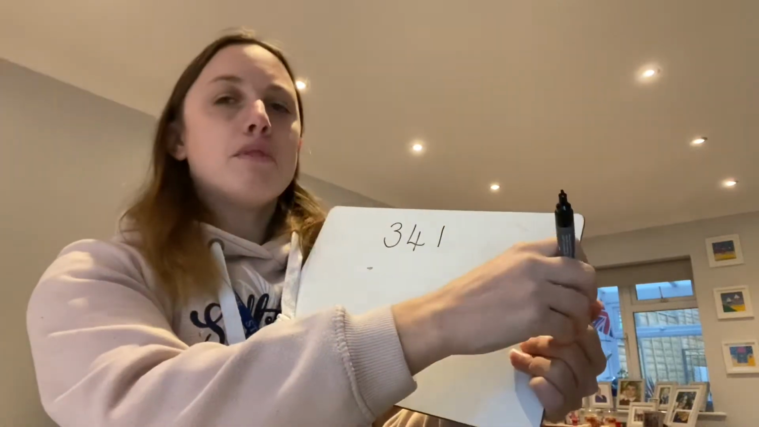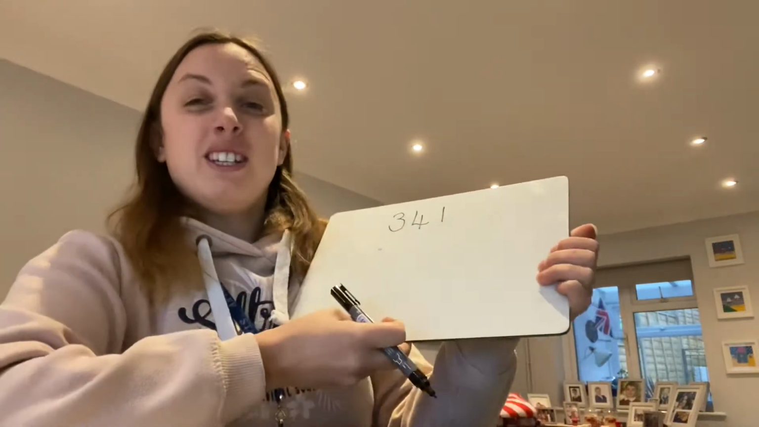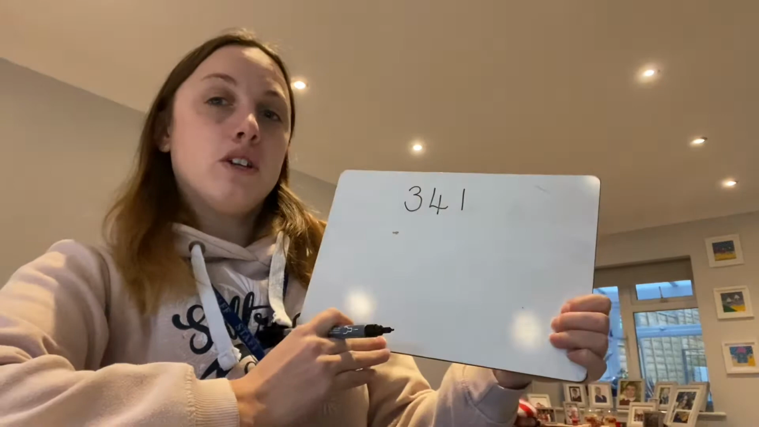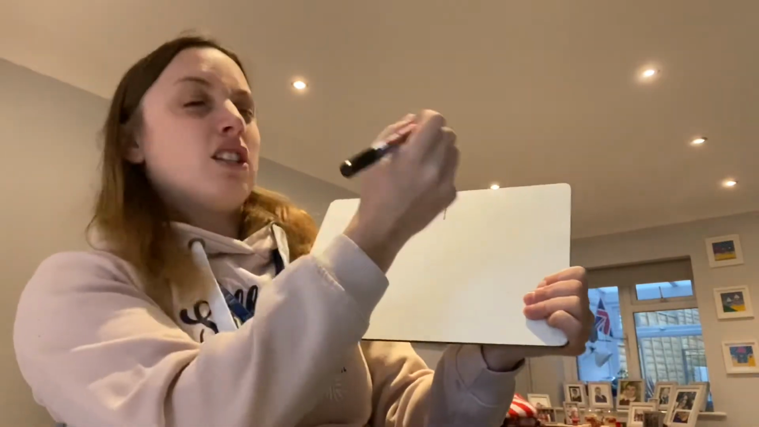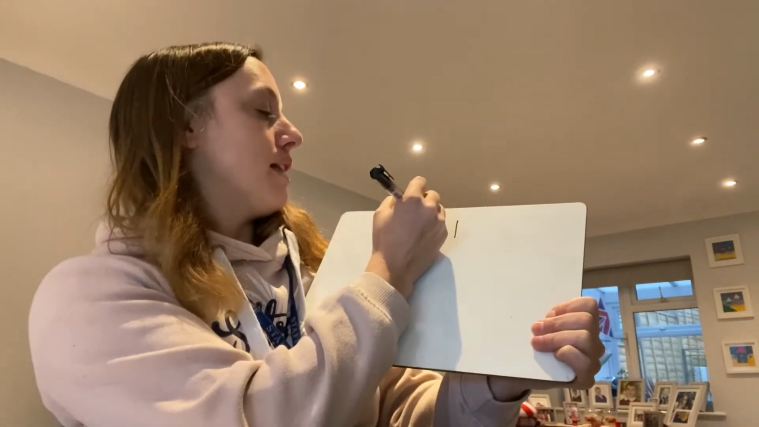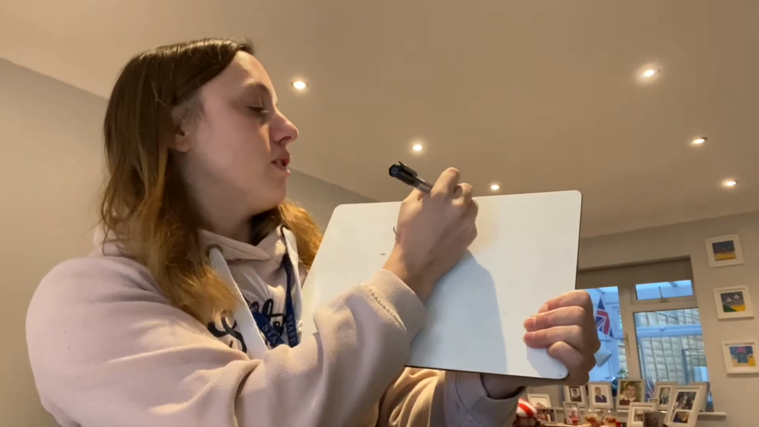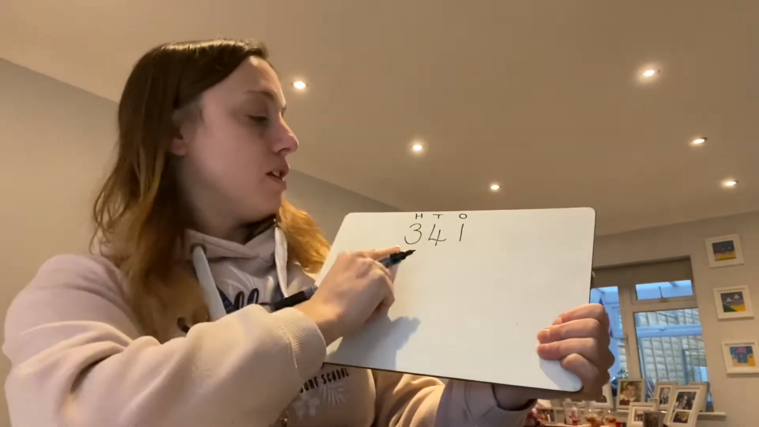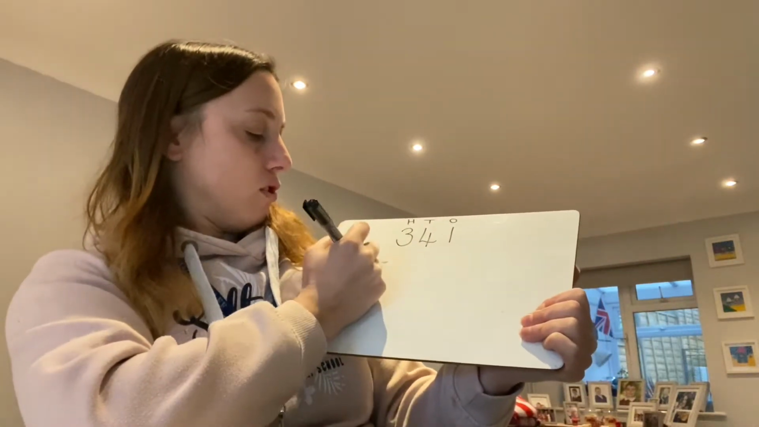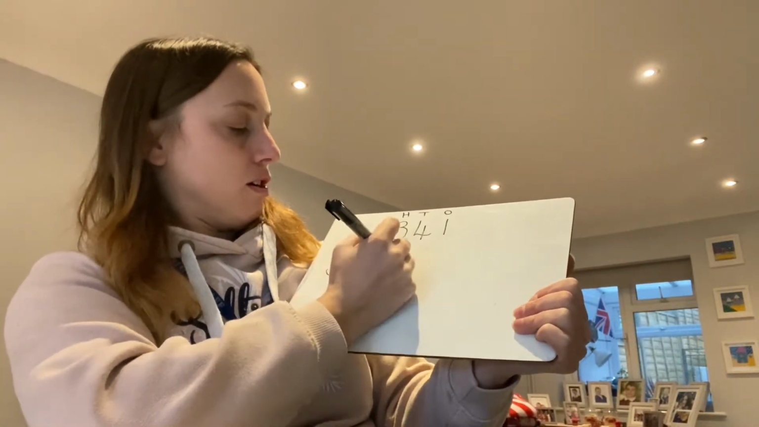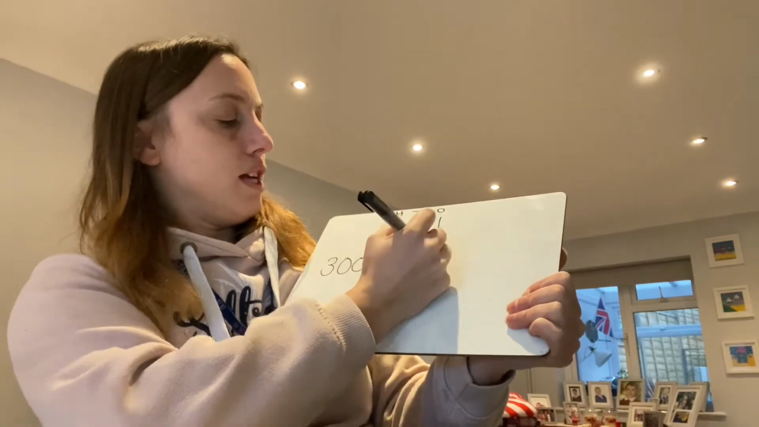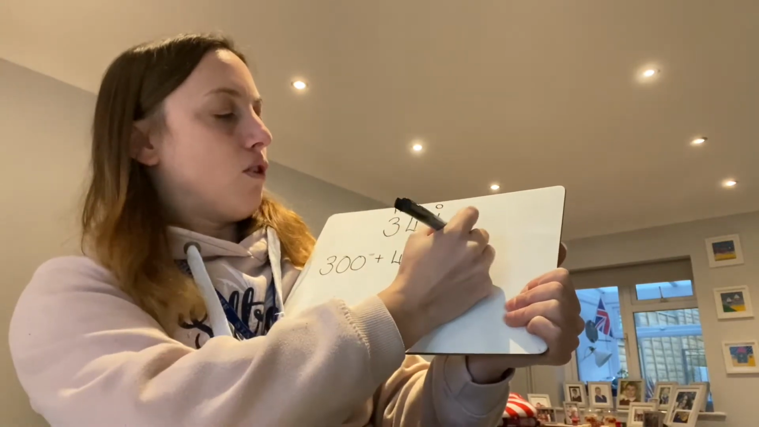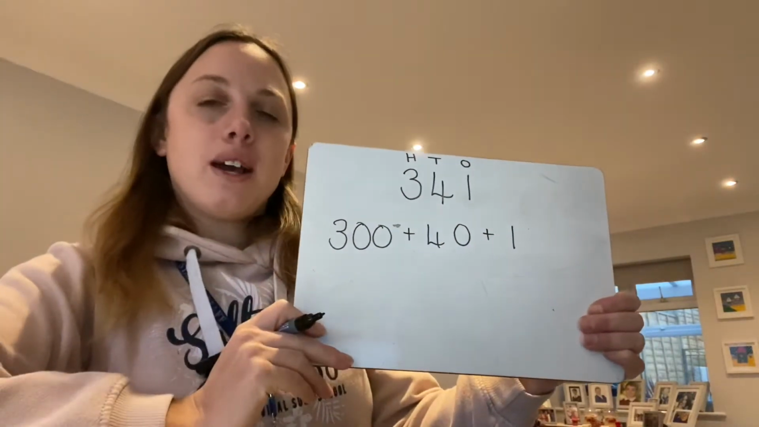341. Now that number could be written in quite a few ways, and we're looking at what that number represents. So the first thing we could do to help us is to put our headings along the top. Our hundreds, our tens, and our ones. So we know we've got 300. We know we've got 40. And we've got 1. So that's one way we could break our number up.